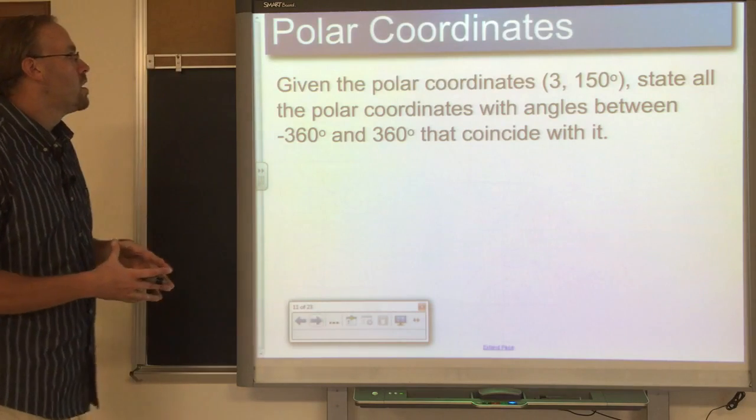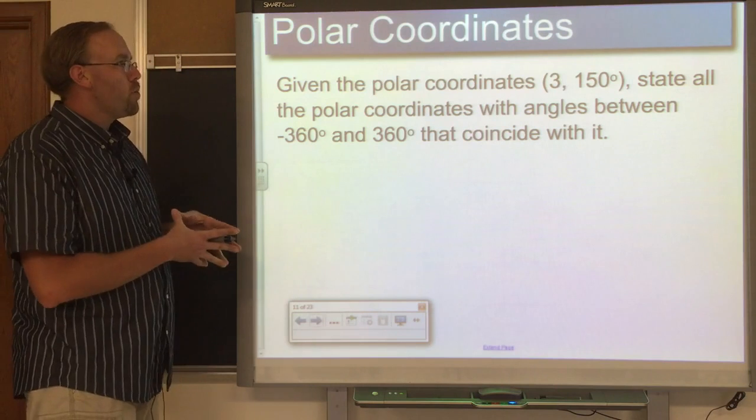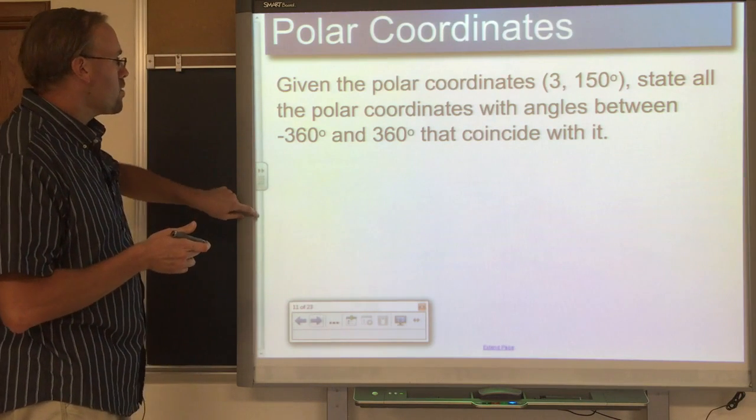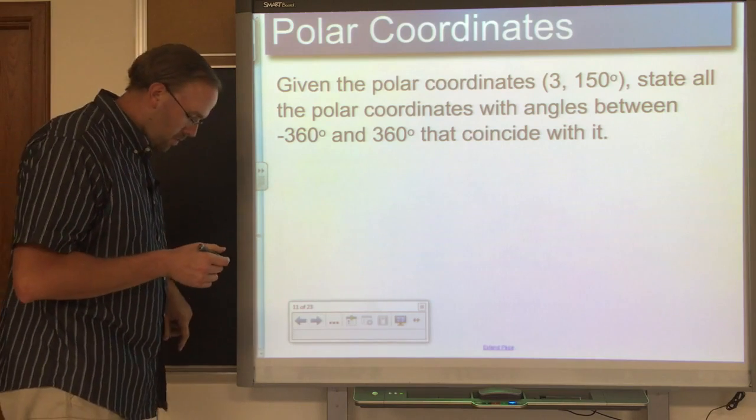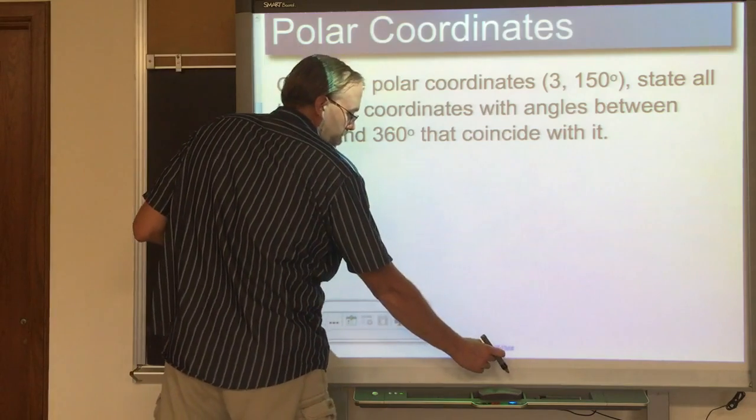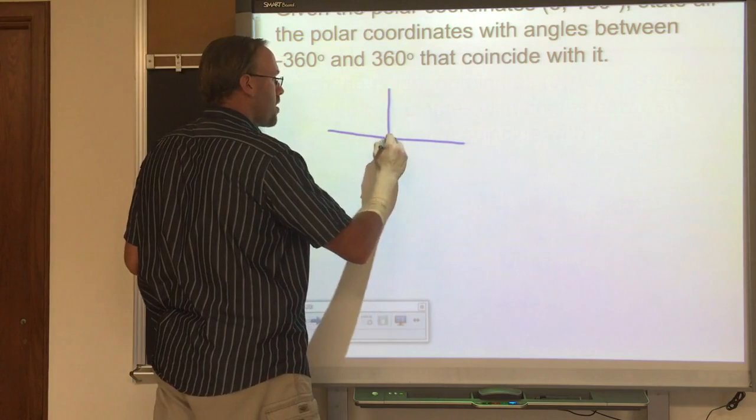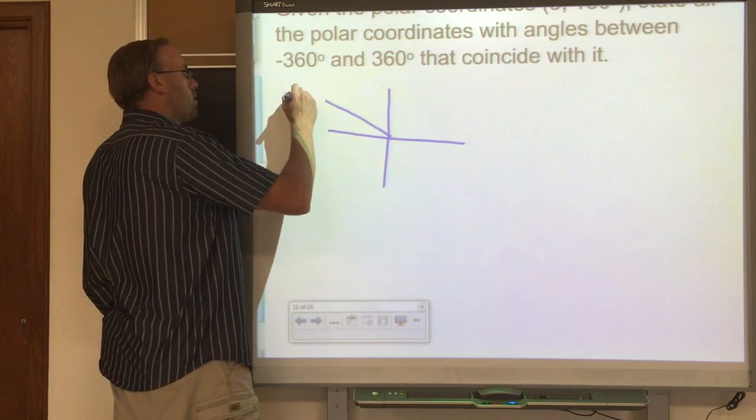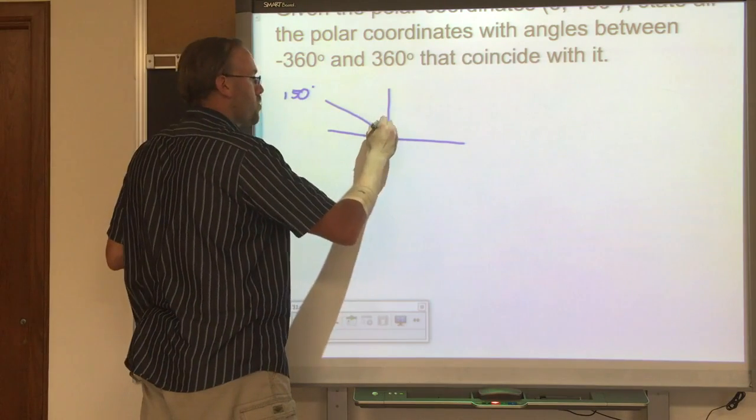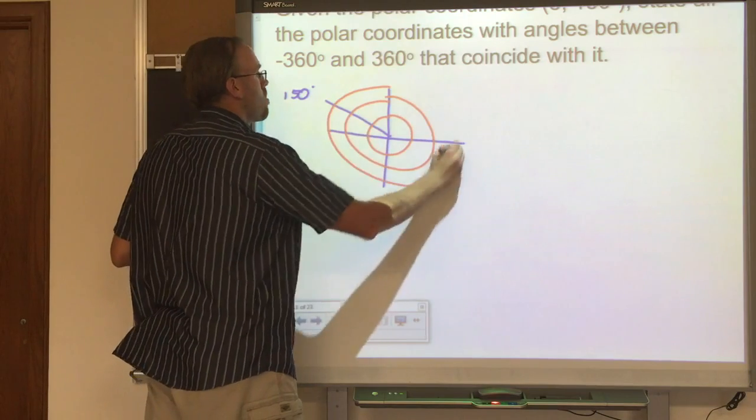All right. 3, 150. We want to state all the polar coordinates that coincide with it with angles from negative 360 to positive 360. Okay. So here's what we're doing. First, let's plot this. 150 degrees is over here. And we have an R value of 3. So 1, 2, 3.